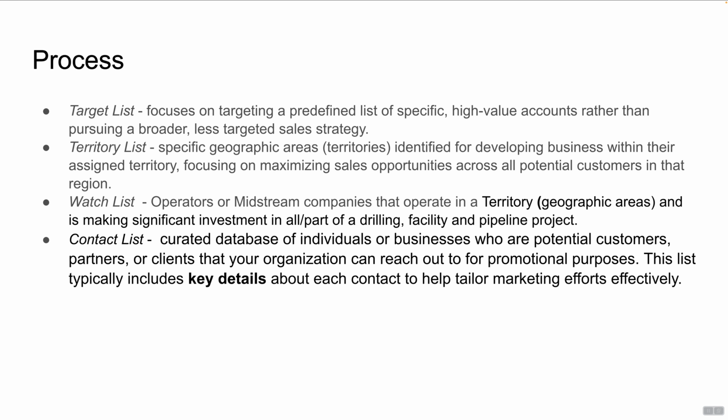And so the process is really targeting. So the target list focuses on a predefined list of specific high-value accounts. Territory list. Those targets are sitting inside the territory, a specific geographic area. And then in there, we also have our watch list, other operators and midstream companies that we want to develop in that geographic area. And then our contact list, people related to those particular accounts, a curated database of individuals and/or businesses who are looking to become customers or partners or clients.